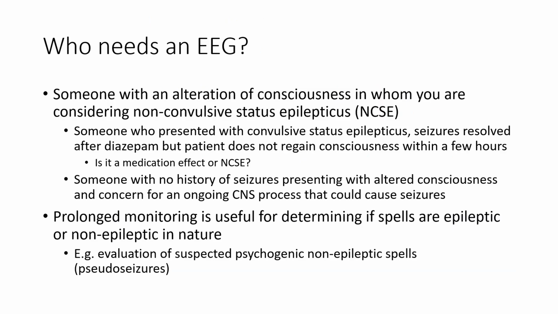So finally, ideally, prolonged EEG monitoring can be useful for determining if spells that someone is having are epileptic or non-epileptic. So if you're thinking about psychogenic non-epileptic spells or pseudo-seizures, if you can capture one of those spells while the patient is undergoing EEG, it can tell you whether there's an electrographic correlate, meaning this was an epileptic seizure, or whether there's no electrographic correlate, meaning it was a non-epileptic spell.